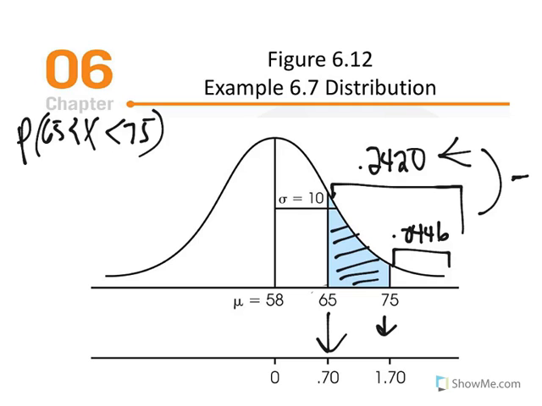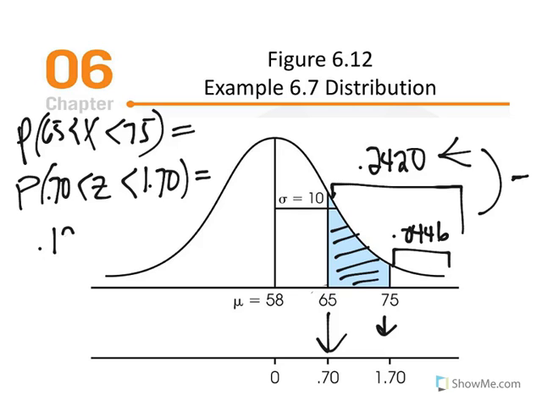So again, this larger area, we're going to subtract that proportion, and what will be left over is this area of interest. So again, our probability statement can be restated using a z-score. So a z-score that's less than 1.7, yet greater than 0.7. And again, we're going to use these two proportions. So in your calculator, take 0.2420 and subtract 0.0446. And what you should come up with is a proportion of 0.1974, or 19.74%.